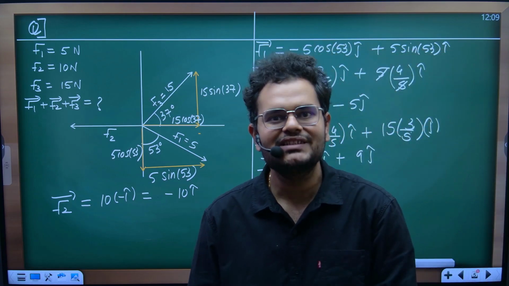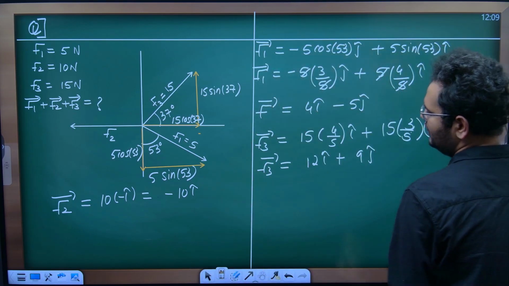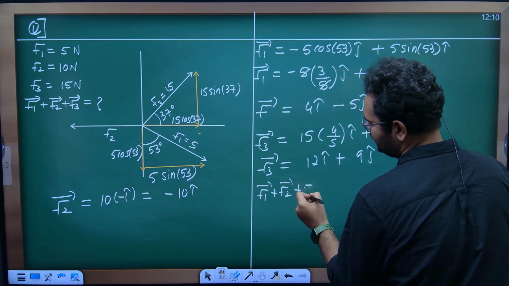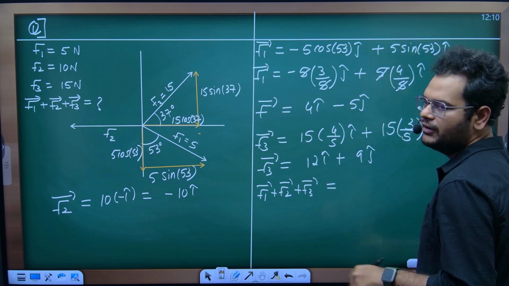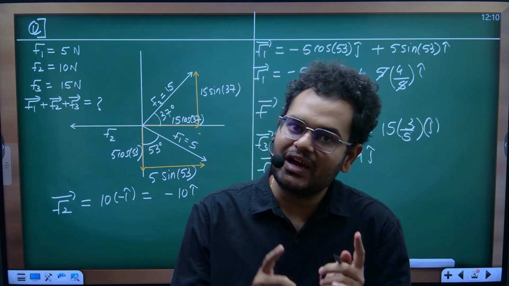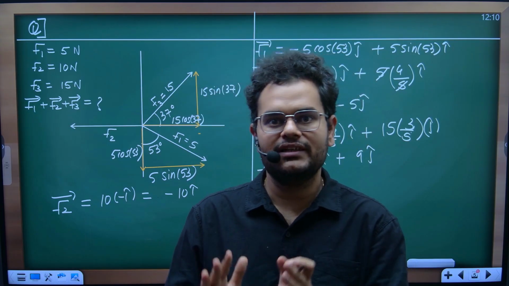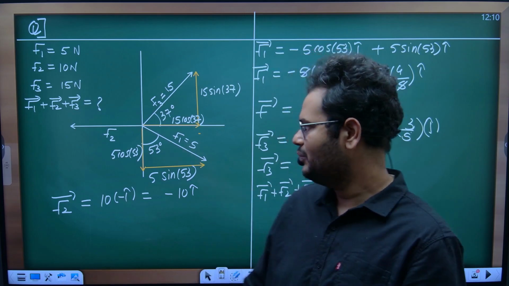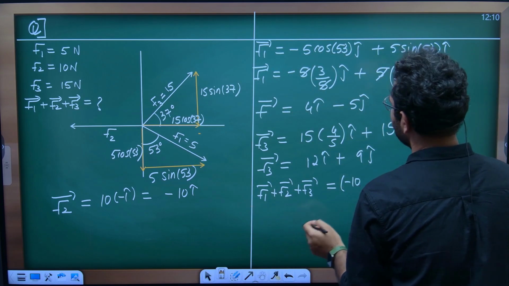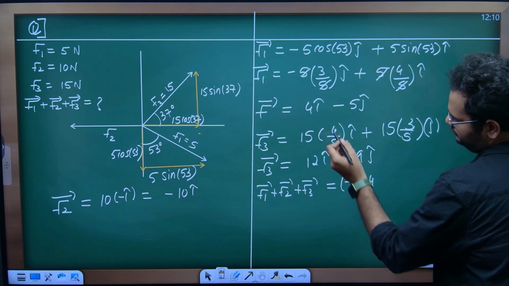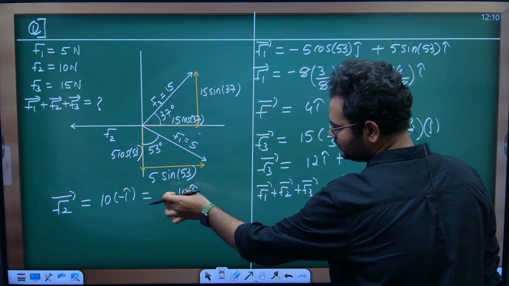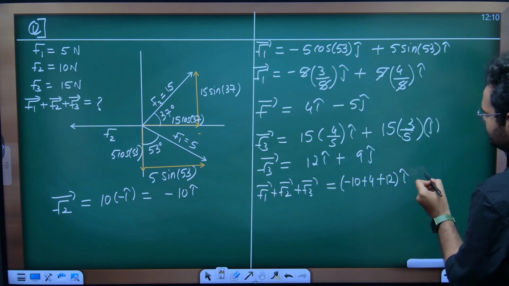Now what is remaining? You just have to add everything. Let us add f1 plus f2 plus f3. Whenever you add, always remember that the x components have to be added with x components, and y components have to be added with y components. X component, x component, x component, y component, y component, y component. So what is the x component? Here it is minus 10, so I will write minus 10, then plus 4 and plus 12 i cap. Here it is minus i cap, so that's why I have taken minus 10 directly. And what is in j cap?